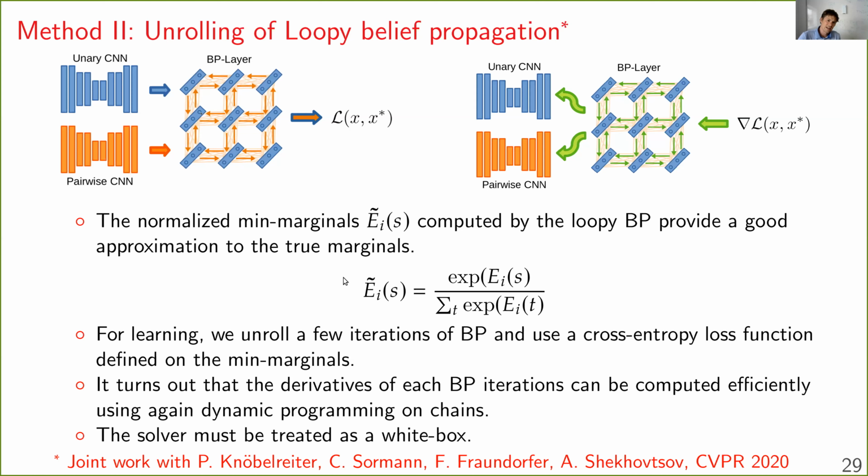What we basically did is we unrolled a certain number of iterations of our belief propagation algorithm, and it turned out that computing a derivative backwards from the loss function through the unrolled belief propagation iterations to the parameters of the unary and pairwise CNN can be done efficiently, again using dynamic programming.